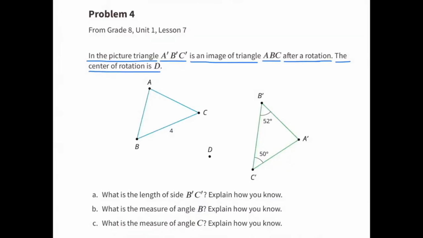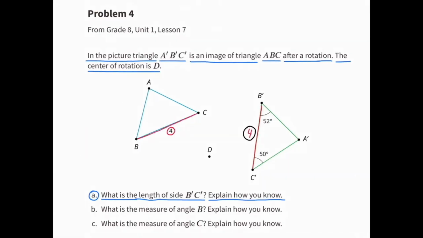Number 4. In the picture, triangle A'B'C' is an image of triangle ABC after a rotation. The center of rotation is D. A. What is the length of side B'C'? Explain how you know. The length of side B'C' will be the same as the length of side BC. I know that their lengths are the same because side B'C' corresponds to side BC.